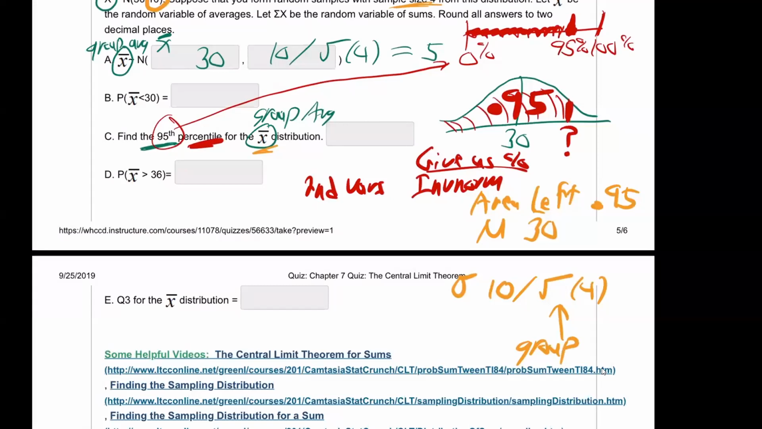And I'll do it too. And that's going to be 10. Wait, what is it? Oh, I'm doing the wrong thing here.